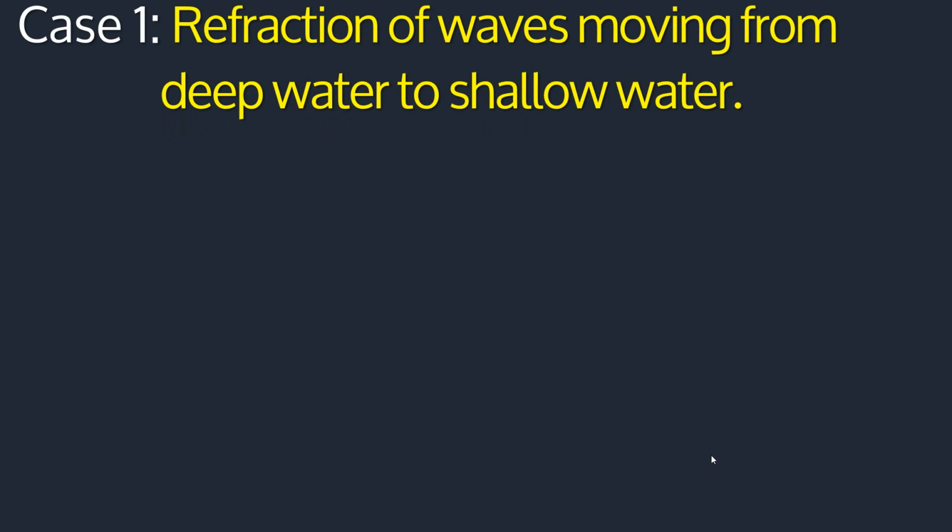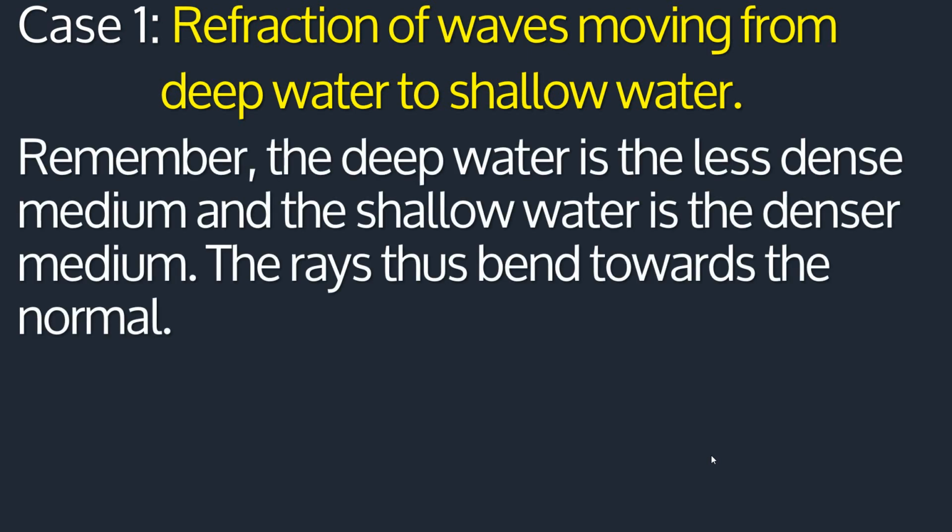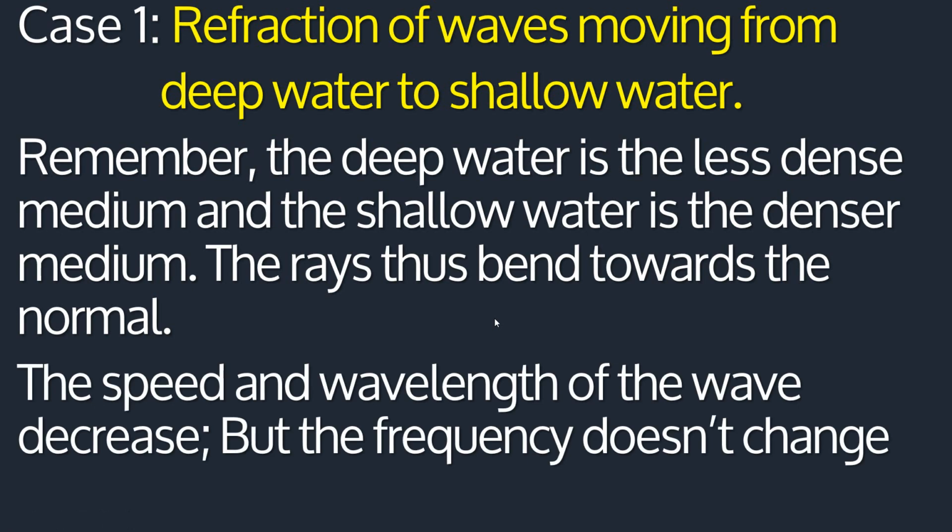Now let's look at the first case. Consider the refraction of waves moving from deep water to shallow water. Remember, the deep water is the less dense medium, and the shallow water is the denser medium. The rays thus bend towards the normal, because now the rays will be moving from the less dense medium to the denser medium, and therefore the rays will have to bend towards the normal. We can just consider one ray only. And the speed and the wavelength of the wave will decrease.